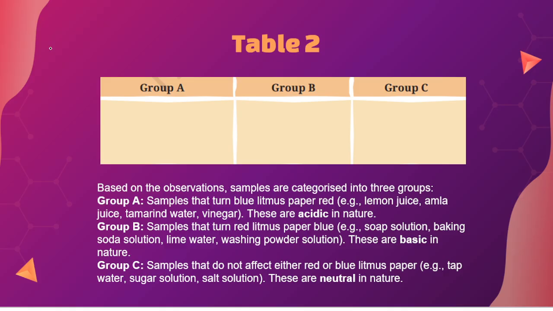Okay, in table 2, what we have to do is categorize those substances into three groups. Group A will be acidic substances. Let me write over here: acidic. Group B will be basic substances. Group C will be neutral substances. Is the spelling of neutral right? It is right. Let's move ahead.